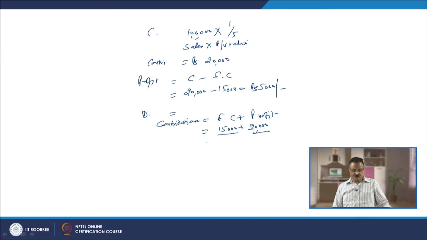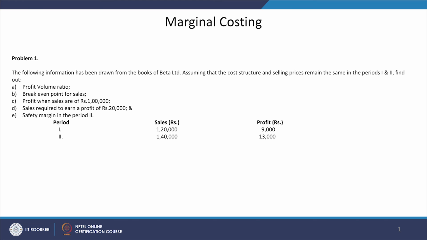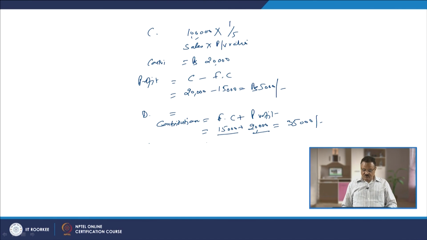So, from the contribution, what do you want to recover? You want to recover two things: the fixed cost, and the profit you want to earn of 20,000 rupees. So, total contribution has to be 35,000 rupees. Your question is sales required to earn a profit of 20,000 rupees. So, you have found the contribution, and for finding the sales, the formula you can use is contribution divided by the PV ratio.